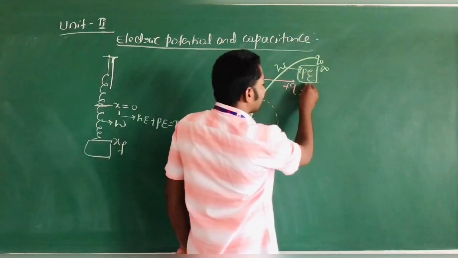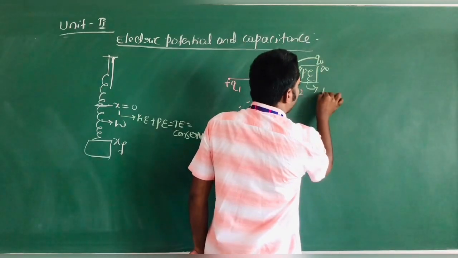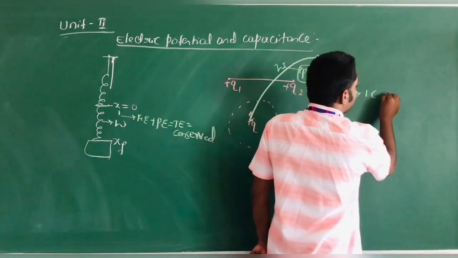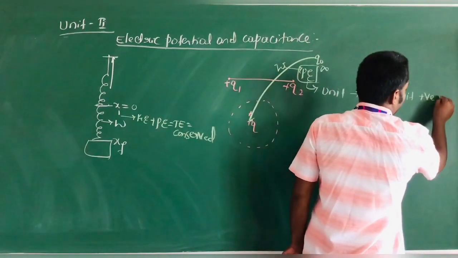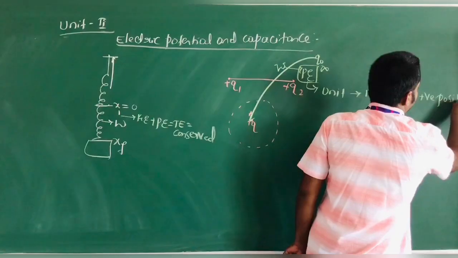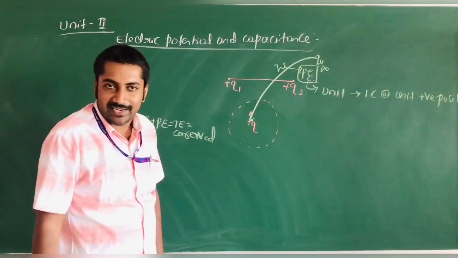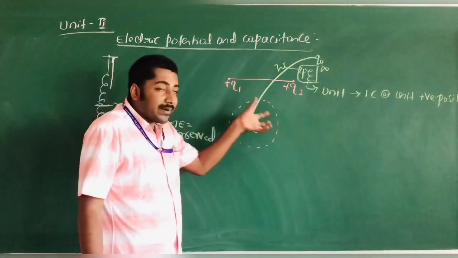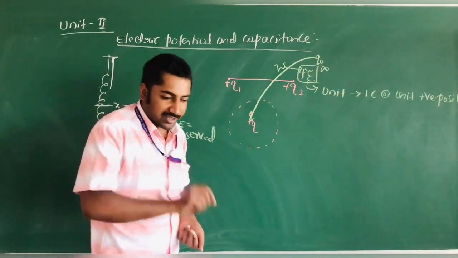Suppose it is in the form of a unit of 1 coulomb, or unit positive charge. Then it is called electric potential. Here this force is a conservative force in nature.